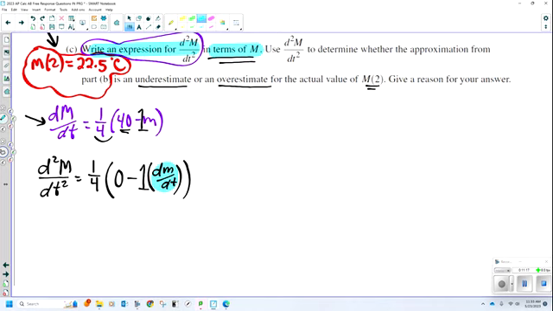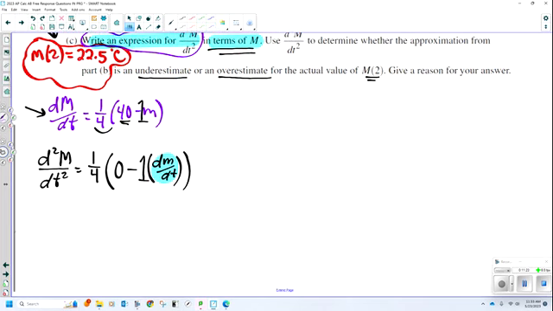Let's clean this up. Let's make it look pretty, okay? Go back to our, well, first of all, let's go back to our pen. And then go back to that purple. Okay, so it's 1/4. This ends up being negative 1. But I can't write dm dt. It wants it in terms of m.